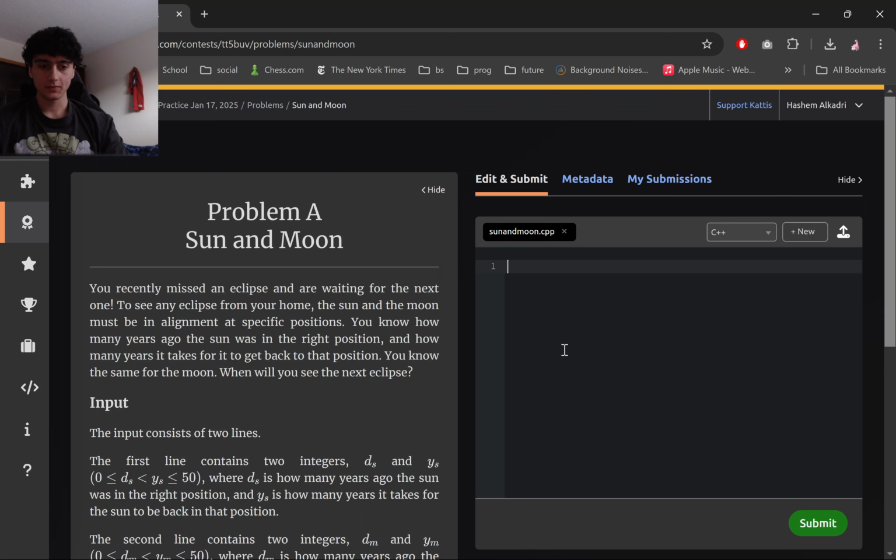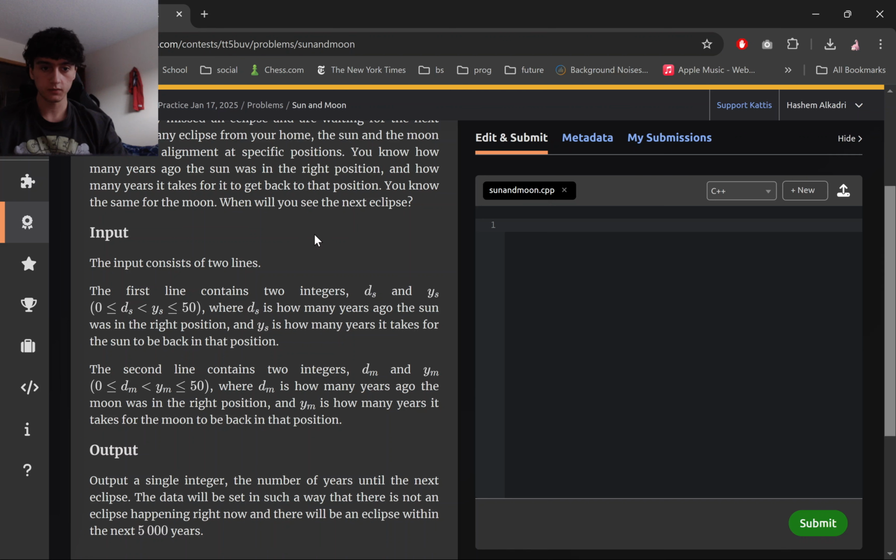Okay, so you recently missed an eclipse and are waiting for the next one. To see any eclipse from your home, the sun and the moon must be in alignment at specific positions. You know how many years ago the sun was in the right position. You know how many years it takes for it to get back to that position. We know the same for the moon. When will you see the next eclipse? Okay.